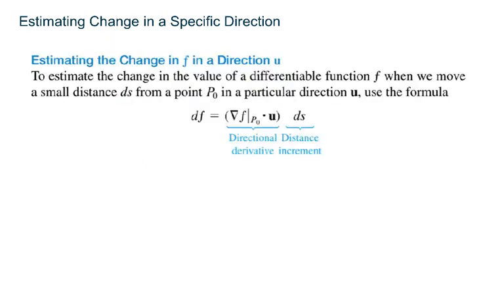So as we talk about estimating the change in a function in the direction of u, as long as it's differentiable and we're moving this ds, this small distance away from the point in the direction of u, we're going to use this formula here. And so why is this useful? Well, it's useful because we want to estimate the value of a function, and if we are just a tiny bit off, how much would that really change?